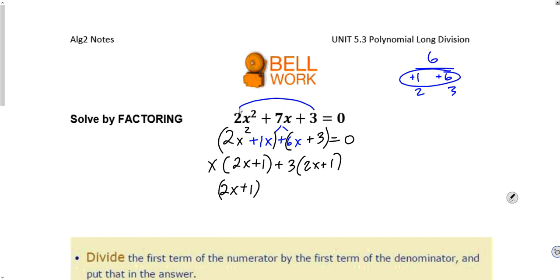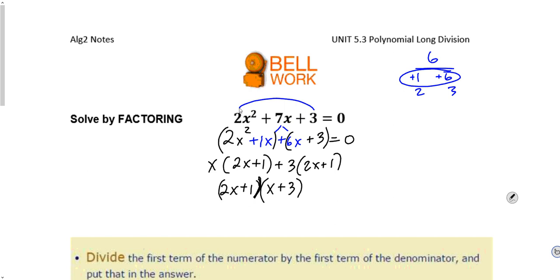And then those original GCFs become the second set of parentheses. So it's x plus 3. Now, again, you guys have to know the difference between factor and then actually solving. Right there, what I have on the board, that's factor.